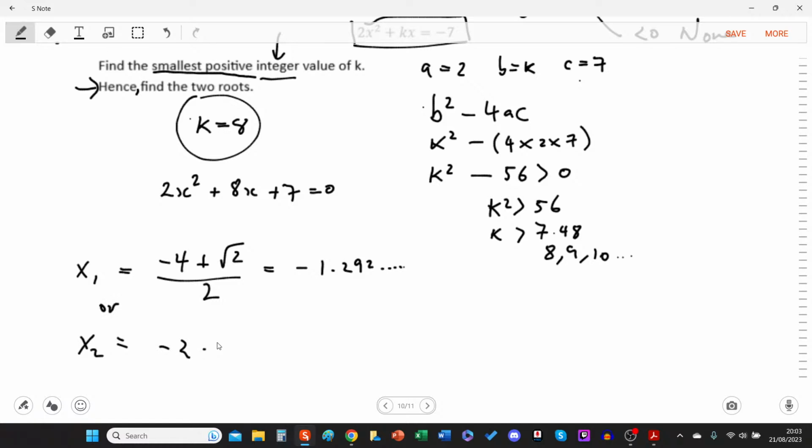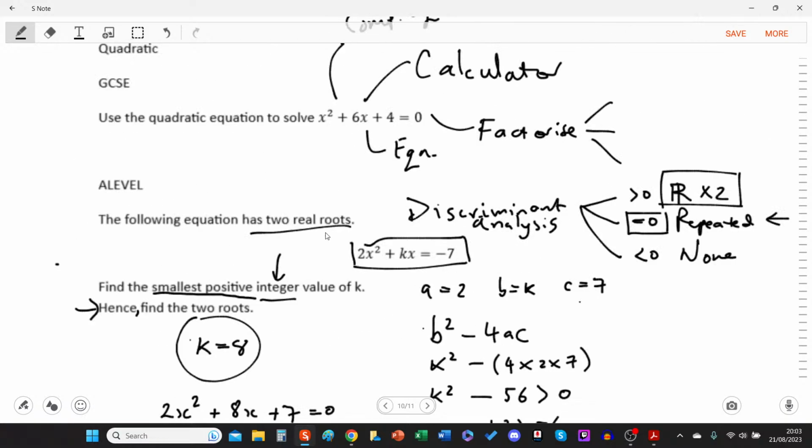Negative 2.707, blah, blah, blah. Okay. So that's the difference. Algebra and discriminant analysis. So those are the kind of problems you're going to be looking at. Let's look at the next one.